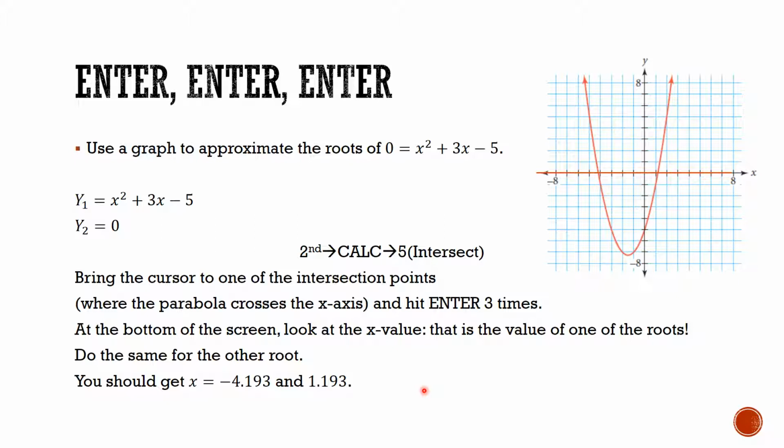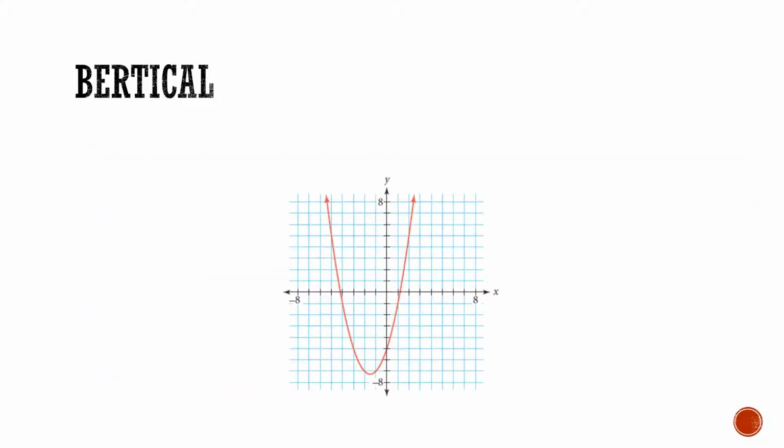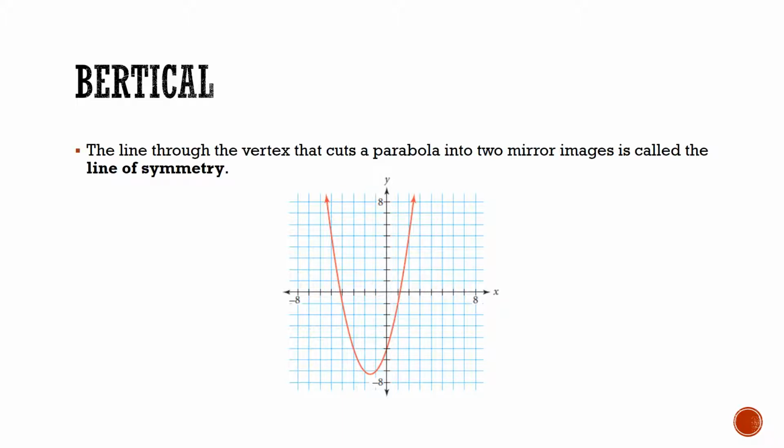All right, so now we're going to look at the same parabola, but we're going to talk about the line of symmetry. Now the line of symmetry is this vertical line that cuts the parabola into two mirror images. So notice if I wanted to fold this over, it would completely overlap. So that's a line of symmetry. We're going to figure out on the next slide how to find the line of symmetry.